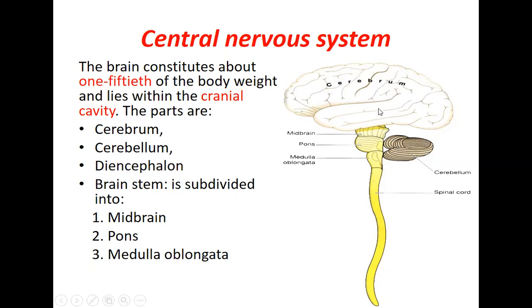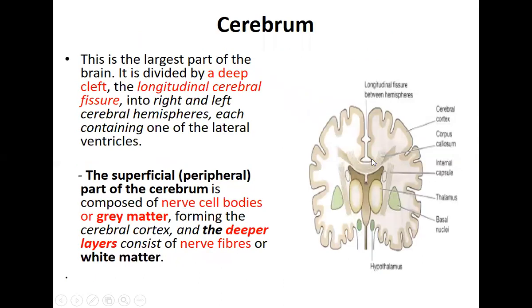Then we have the diencephalon, which is inside here. Within the cerebrum there is a diencephalon with different types of nuclei. Then we have the brainstem, which has three parts: midbrain, pons, and medulla oblongata. So these are some of the parts of the central nervous system, which consists of the cerebrum on either side, the cerebral hemispheres, then the cerebellum, then the diencephalon inside, and the brainstem, consisting of midbrain, pons, and the medulla oblongata.